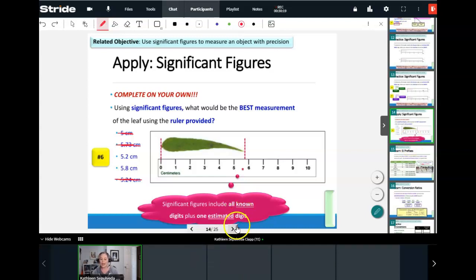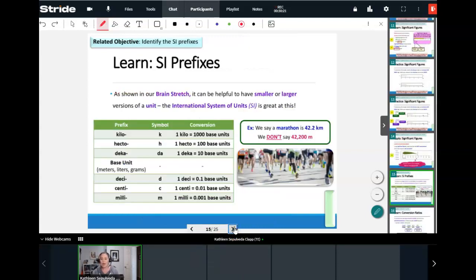All right, let's go ahead and move on. So now we're going to talk about our SI prefixes. These are also shown in our brain stretch, but it can be helpful to have smaller or larger versions of our unit, right? The International System of Units is great at this. I love it because you have your basic unit, which is meters, grams, liters, and obviously these are our basics.